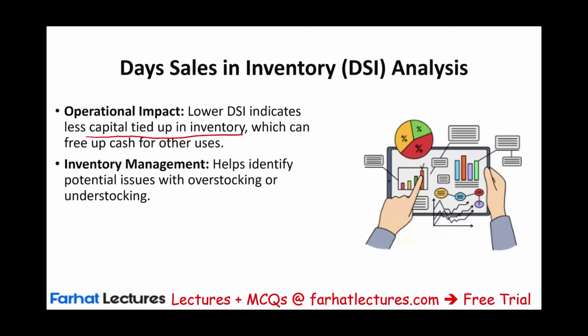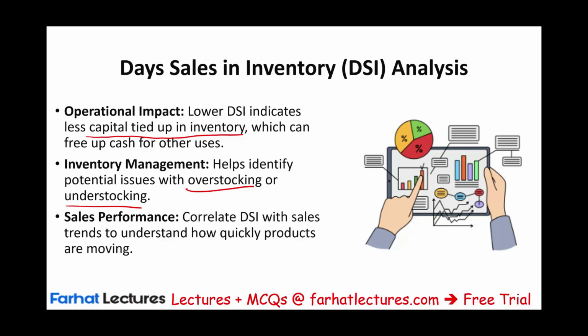Also, DSI helps us identify potential issues with overstocking or understocking. So, are we having too much of something that's not selling fast enough, or are we selling something real quick that we need to make sure we have enough of? Also, you can correlate DSI with sales trends to understand how quickly products are moving. It also gives us an idea about our sales performance. The product that's selling is going to sell fast, which is good. It's going to tell us where we should invest more in budgeting and advertisement to keep pushing this product.